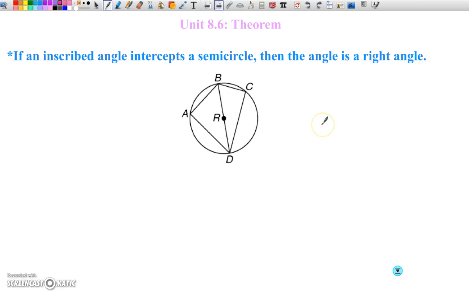Now our next theorem that we have is if an inscribed angle intercepts a semicircle, then the angle is a right angle, which makes sense because we know that a semicircle means 180 degrees, and if this is half, when it's inscribed it's half, then half is 90, right? So this right here would be a 90-degree angle because BD is a diameter.